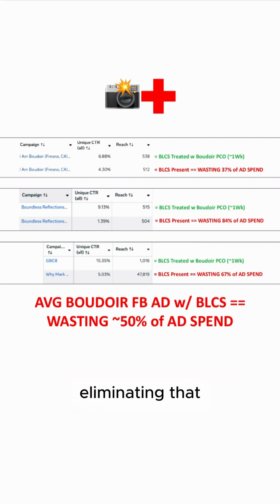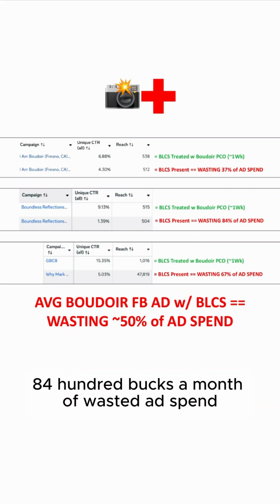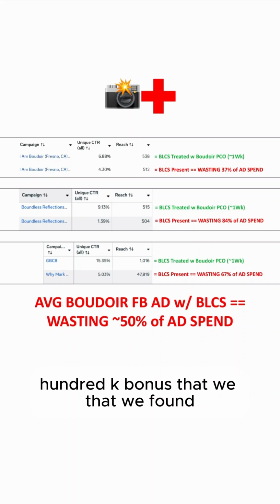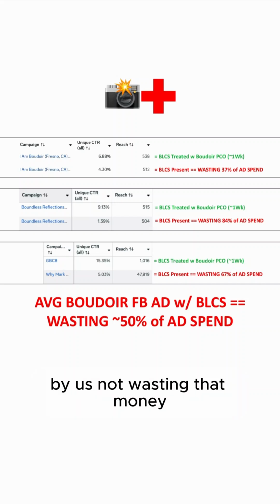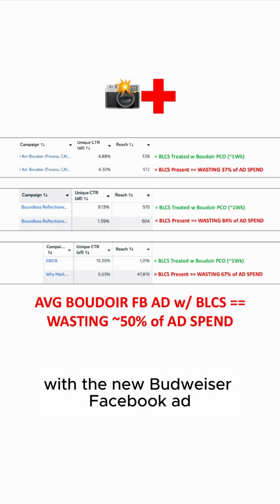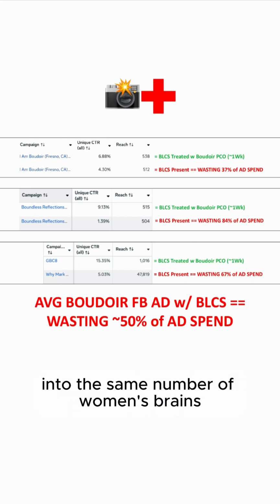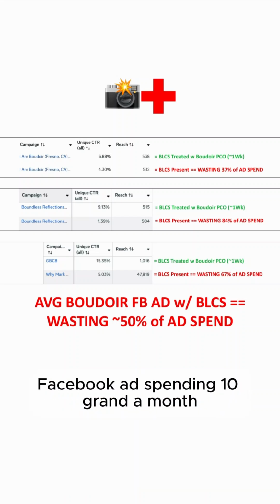So what are we doing here? Eliminating that 8,400 bucks a month of wasted ad spend, pocketing that. That's like 100 grand, a 100K bonus that we found by not wasting that money and spending 1,600 bucks a month with the new Boudoir Pico treated ad. We're getting our ad into the same number of women's brains as the original Boudoir Facebook ad spending 10 grand a month.